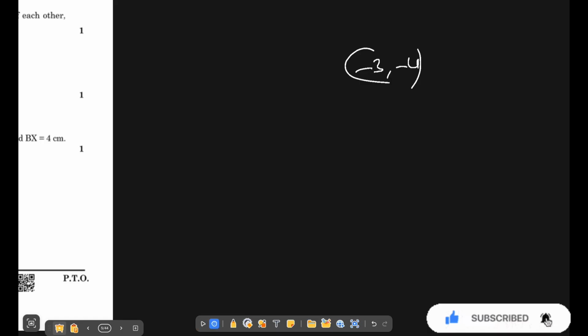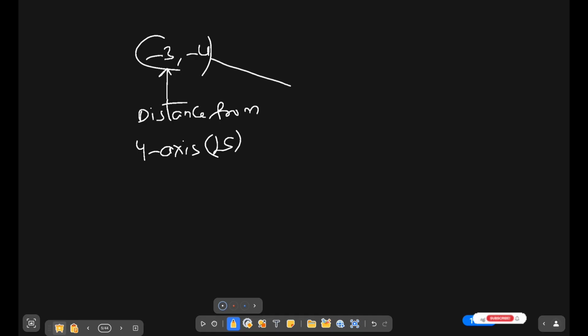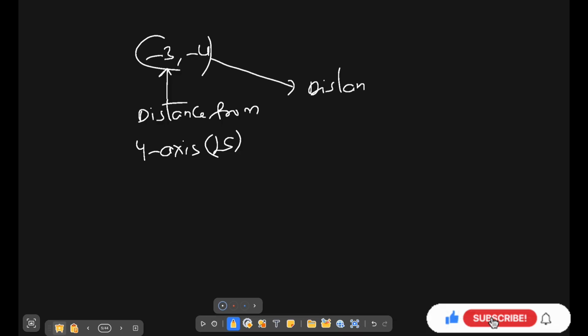So we know that this x coordinate will give the distance from the y-axis, on the left side. Now this -4 is the distance from the x-axis, so downward. Now what is the question here?